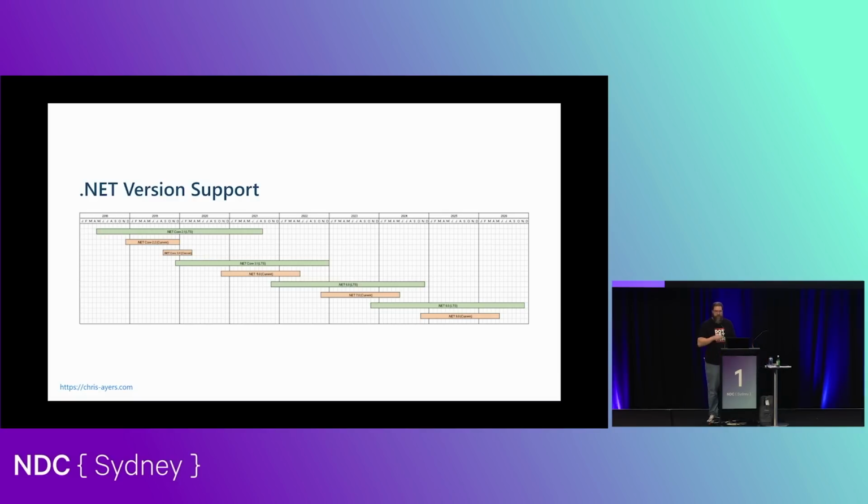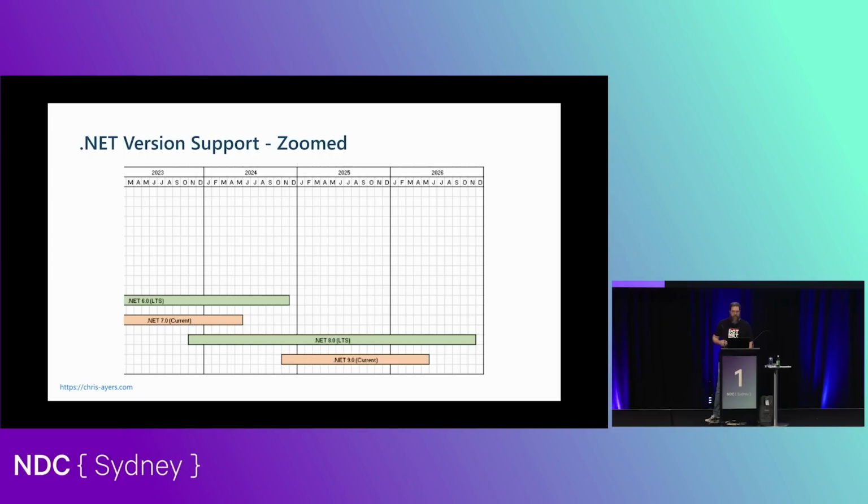Now, I mentioned versions. I just like calling this out because I think it's important. This is the .NET support map. Let me go ahead and zoom in. We're right there in 24. The only ones that are currently supported are 6 and 7 and 8. Support for .NET 7 ends in May. Support for .NET 6 ends in November.